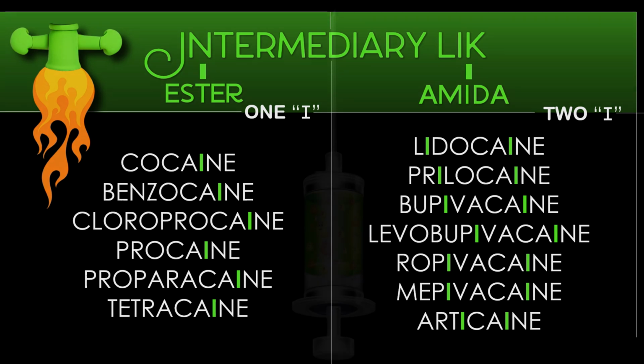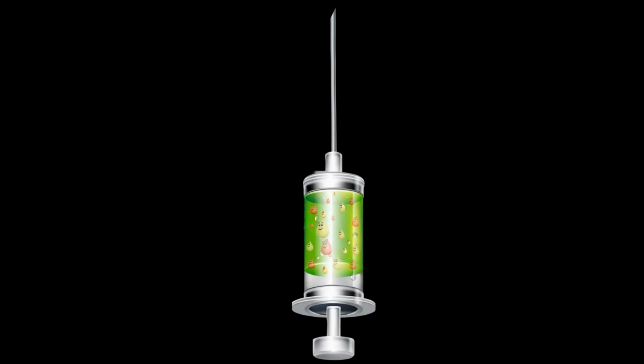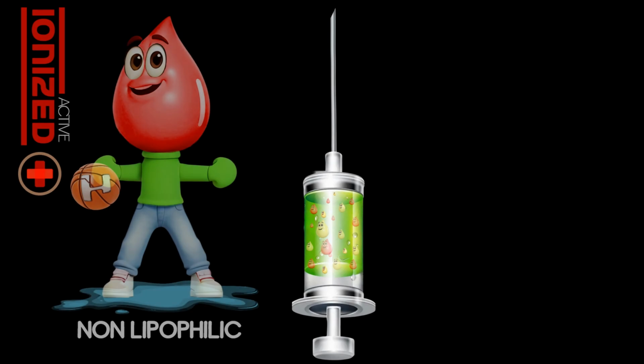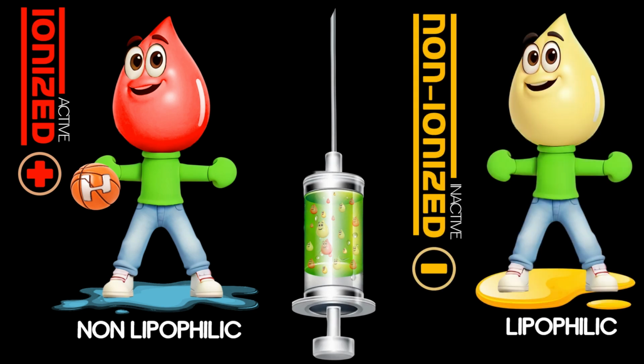Upon the administration of any local anesthetic into a living organism by injection, a proportion of the drug will be present in an ionized form, constituting its active form. This ionized form is characterized by its non-lipophilic nature, which hinders its ability to traverse the cell membrane. Concurrently, a non-ionized form, representing the inactive state of the drug, will also be present.